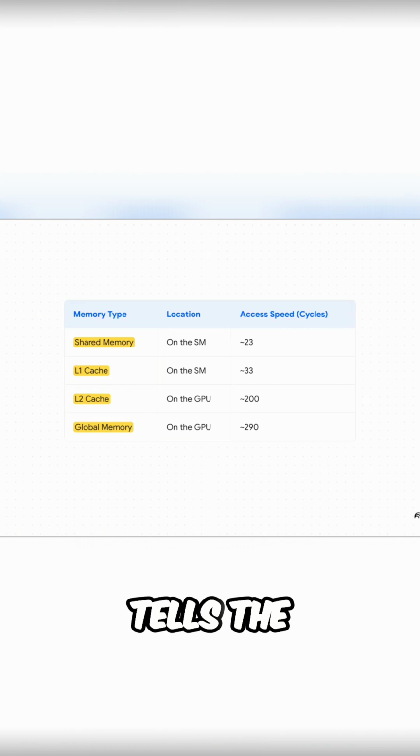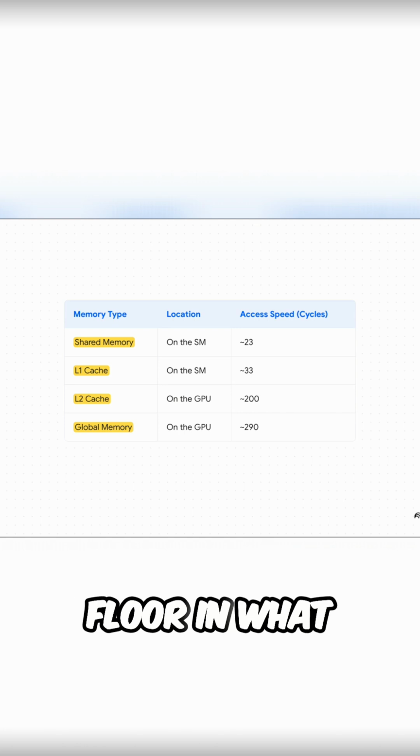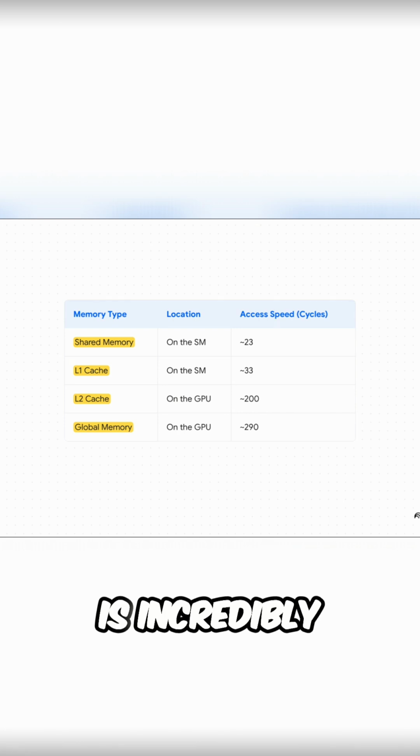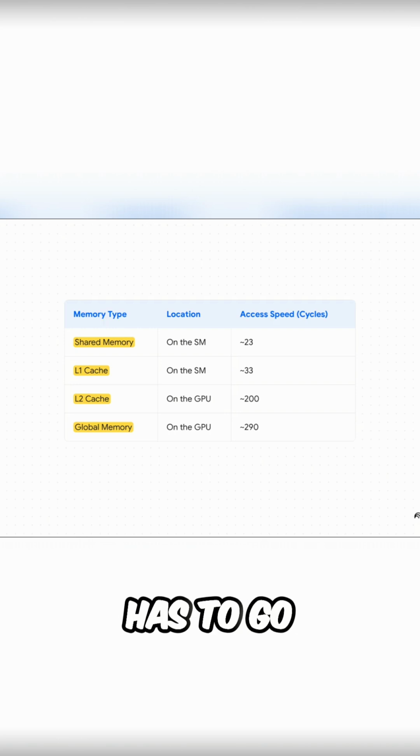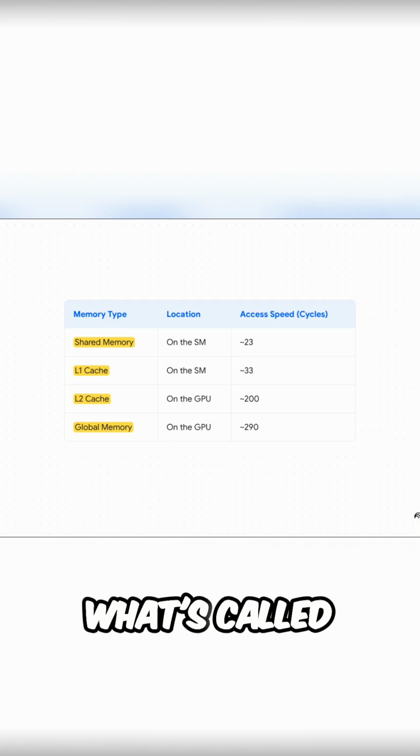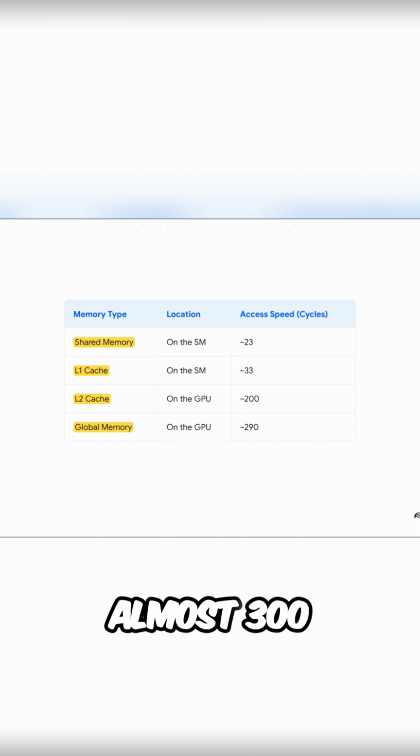This table tells the whole story. Just look at the access speeds. Data that's stored locally, right there on the factory floor, in what we call shared memory is incredibly fast. We're talking about 23 clock cycles. But if a worker has to go all the way to the main warehouse, what's called global memory, it takes almost 300 cycles. That is a massive slowdown, more than 10 times slower.